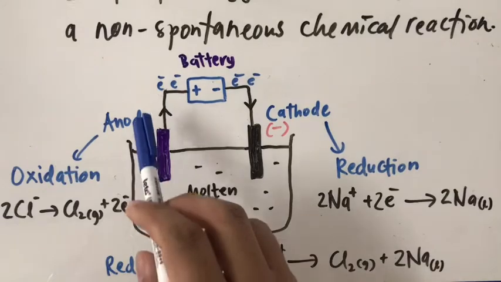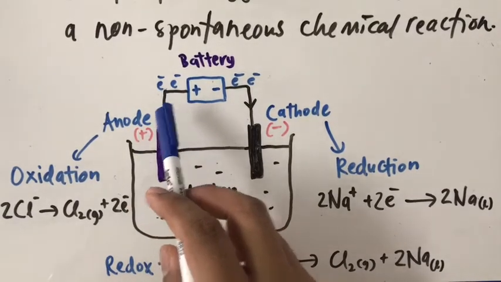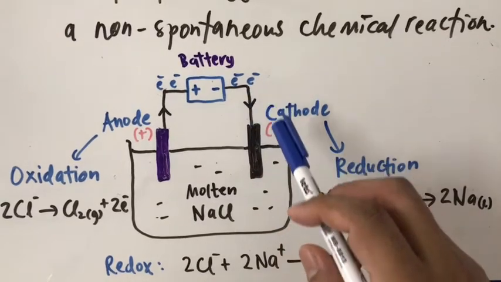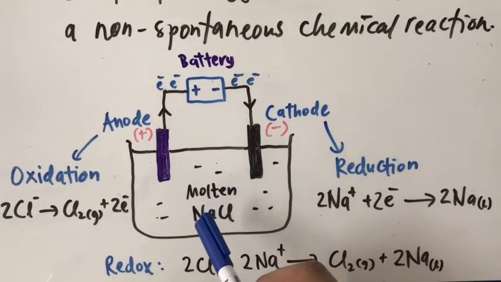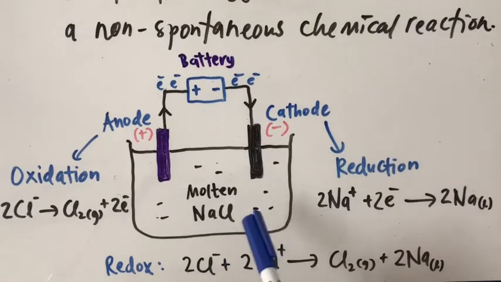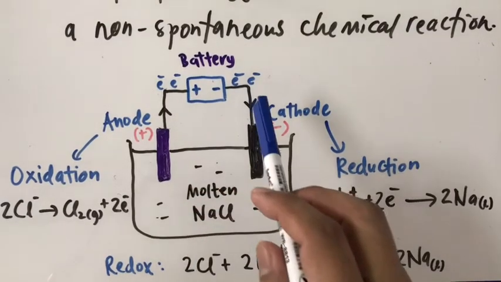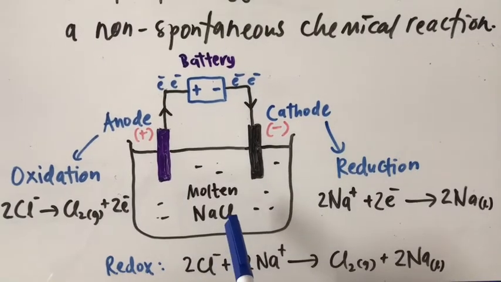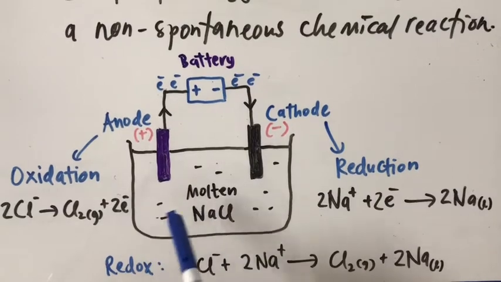the anode, will be connected to the positive terminal of the battery, and the second electrode will be connected to the negative terminal of the battery. The electrolyte used in this system is molten sodium chloride. So when the system is provided with electrical energy, the molten, or pure, sodium chloride will be dissociated into two ions, which are anions and cations.